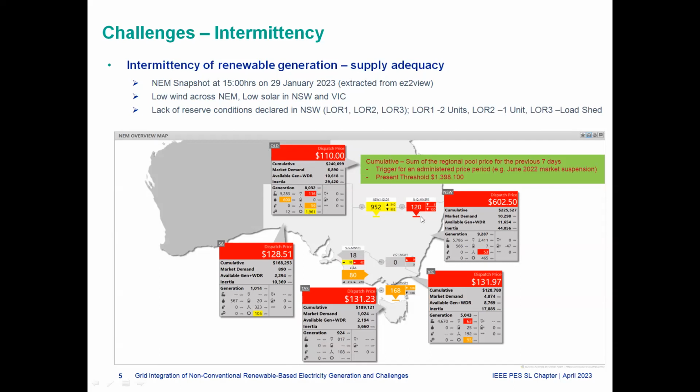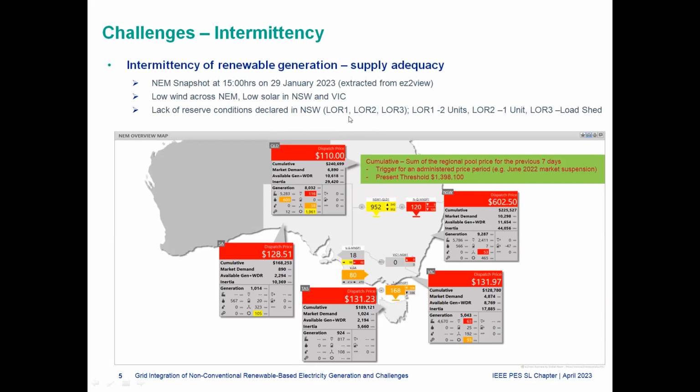So what we noted on this day is there was a significant drop in wind across the whole country. So that caused issues with the supply of the load. So we experienced these lack of reserve conditions. So in New South Wales, we experienced low reserve conditions, or what we call lack of reserve condition 1, 2, and 3.